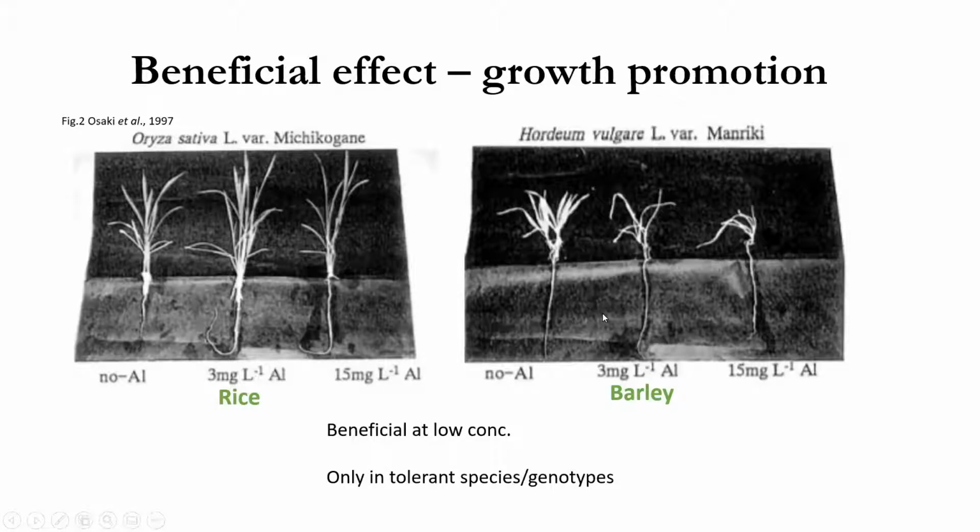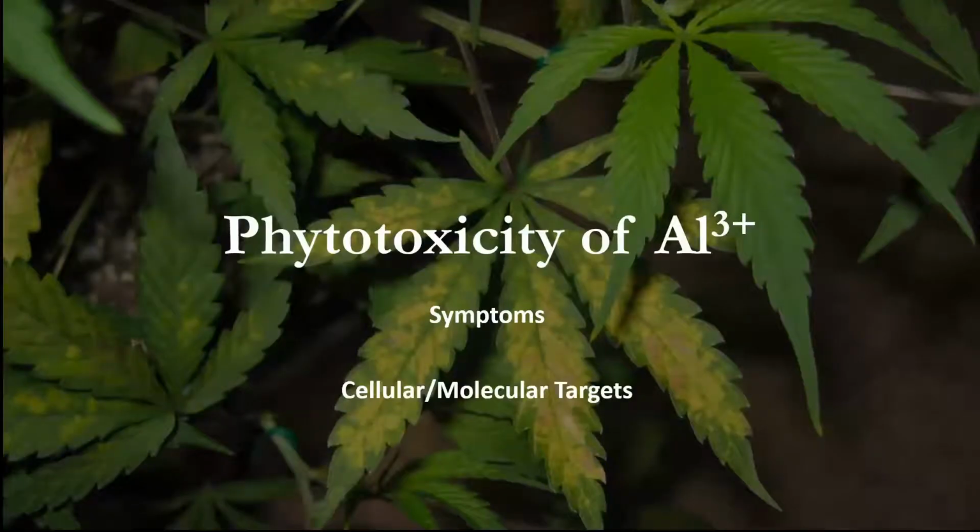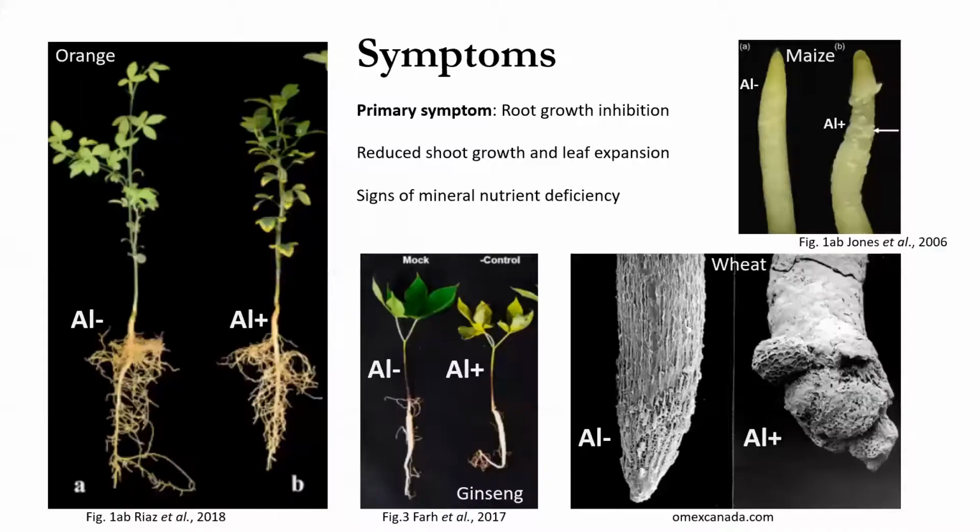Indeed, rice is the most aluminum tolerant cereal crop species out there, and the tea plants we previously examined also have quite high tolerance. All right, now we'll get into the phytotoxic effect of aluminum ions. We'll first examine the symptoms and look at the cellular as well as molecular targets of aluminum.